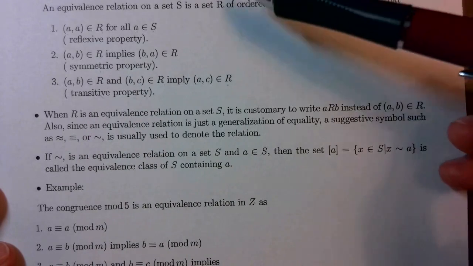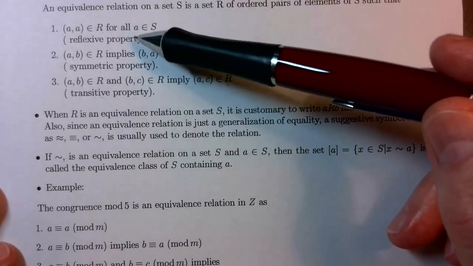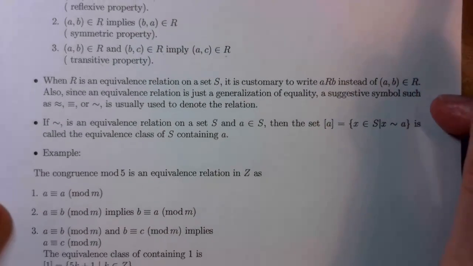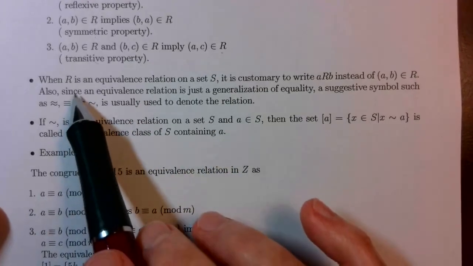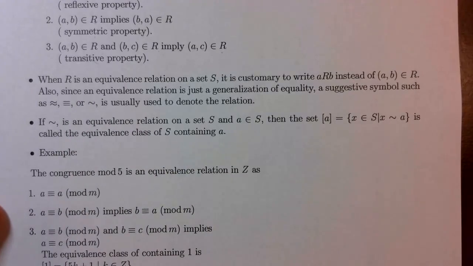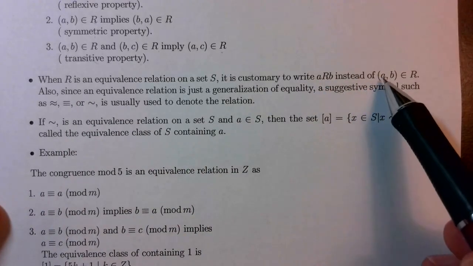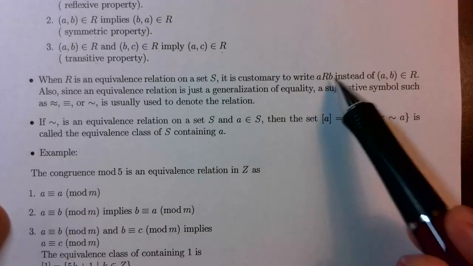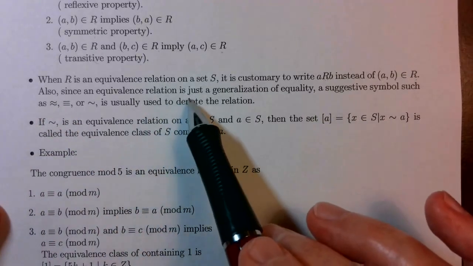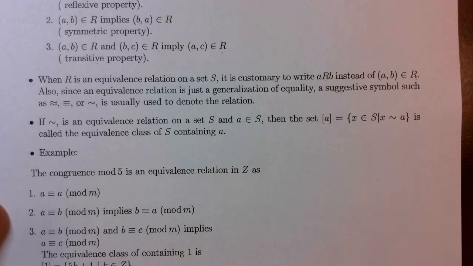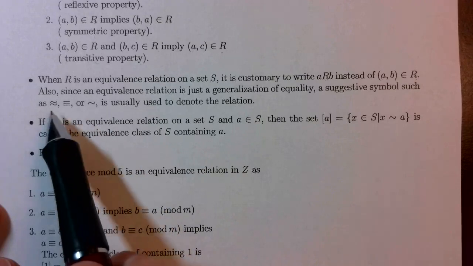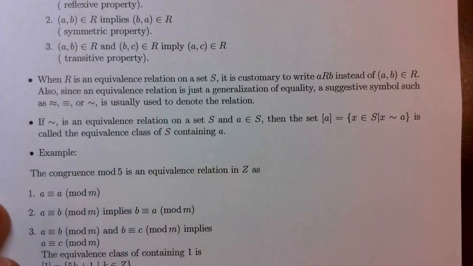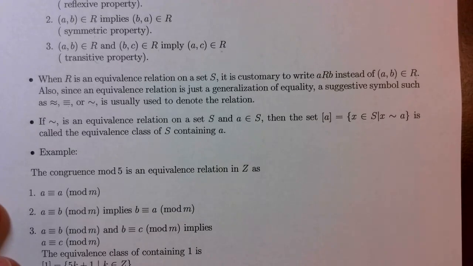So any relation on the set S, which is reflexive, symmetric, and transitive, is called an equivalence relation on the set S. When R is an equivalence relation on a set S, it is customary to write ARB instead of AB belongs to R. This means the same as: A is in relation R with B. Also, since an equivalence relation is just a generalization of equality, a suggestive symbol such as approximately equal or congruent is usually used to denote an equivalence relation.